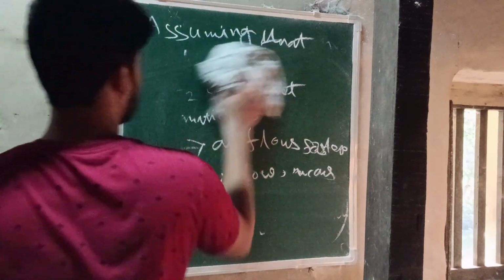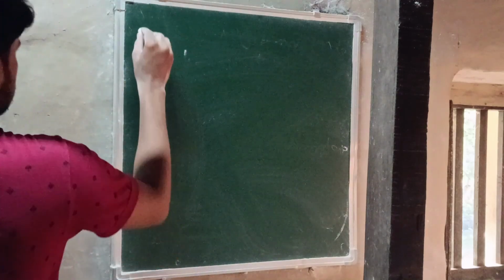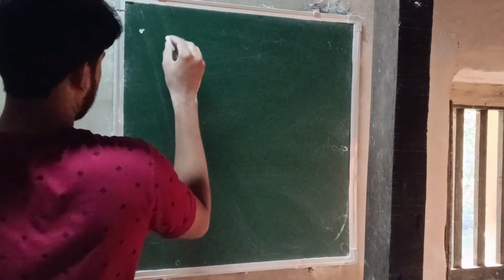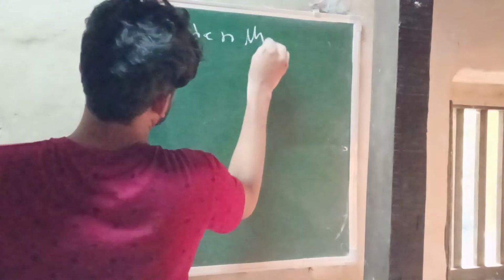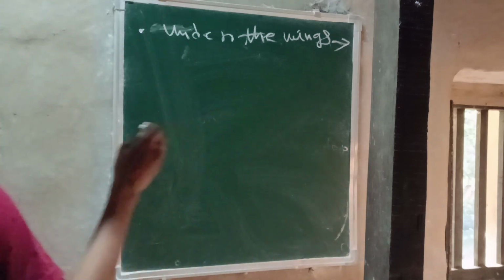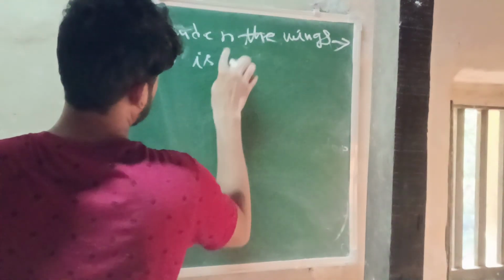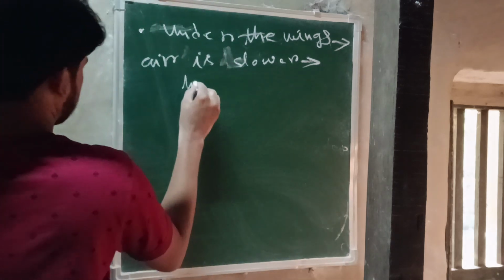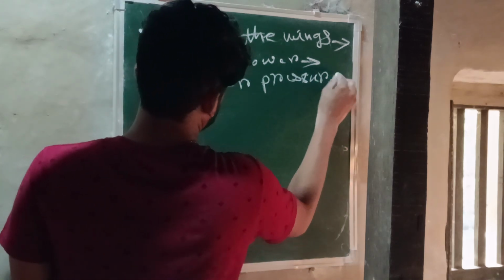And under the wing, air is slower, which means higher pressure.